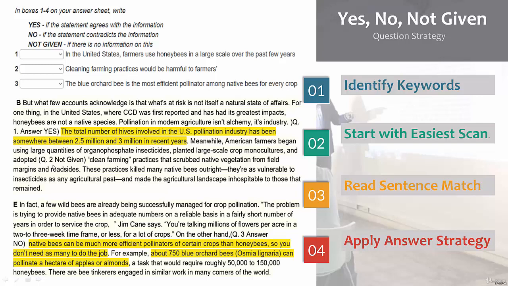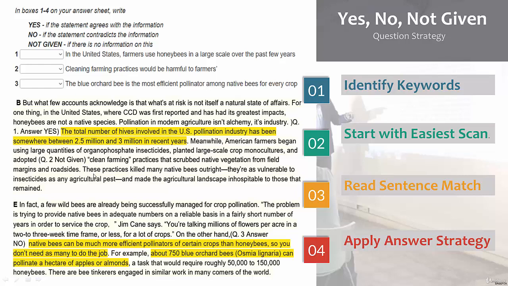Number 2 is right here in terms of not given, because number 2 is about clean farming, and here we see the language for clean farming. So it says, meanwhile, American farmers began using large quantities of insecticides. I'm not going to try to pronounce that word, organophosphate. I guess I will. Quantities of organophosphate insecticides, planted large-scale crop monocultures, and adopted clean farming practices that scrubbed native vegetation from field margins and roadsides. Now, in the question, it says what? It says that the clean farming practices will be harmful to farmers. When we look at this matching sentence information, do we see anywhere there it says that it's harmful to farmers?